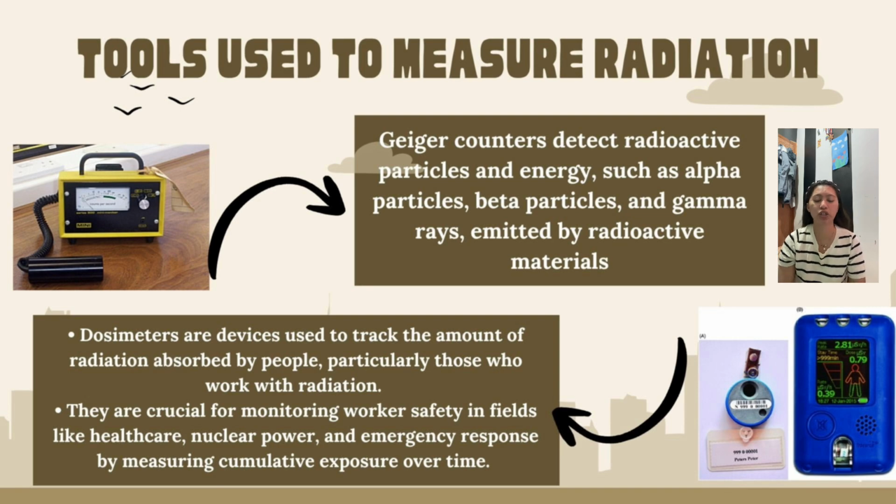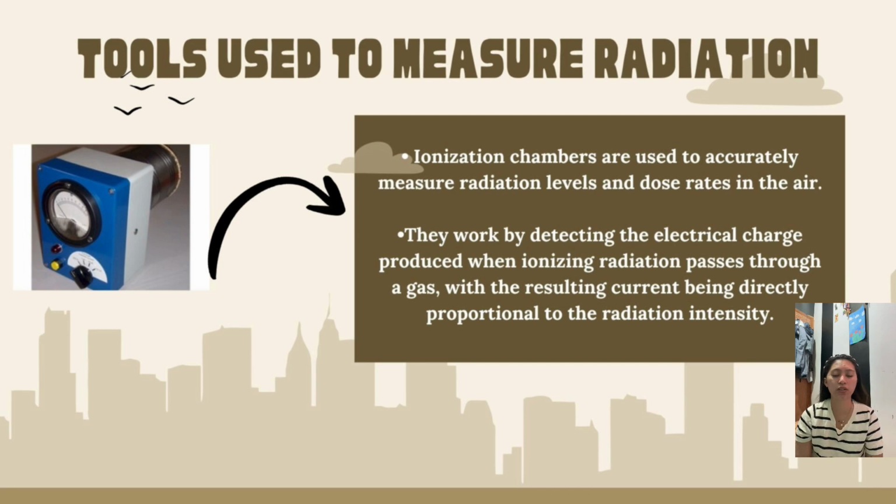The last is the ionization chambers, which are used to accurately measure radiation levels and dose rates in the air. They work by detecting the electrical charge produced when ionizing radiation passes through a gas, with the resulting current being directly proportional to the radiation intensity.